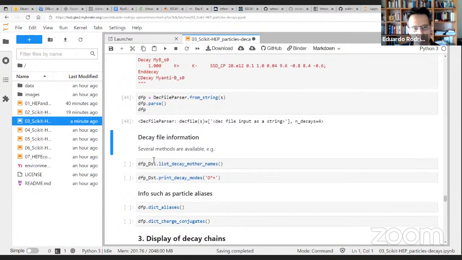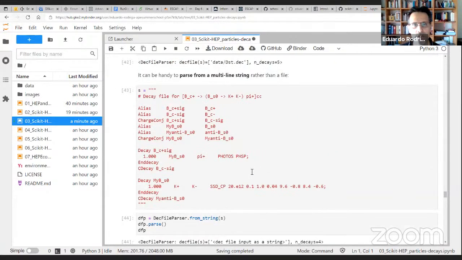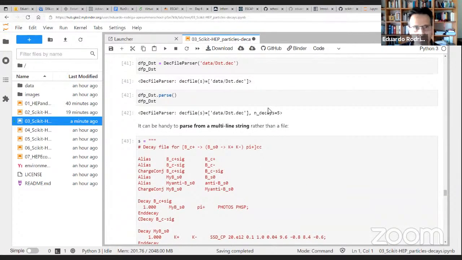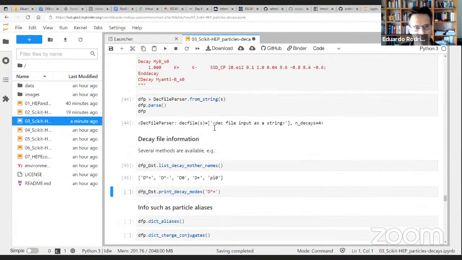Now, immediately once you parse, you want to extract information out of it. So the first thing you might want to do is see what the mother particles are, the ones that are defined, for which there is a decay defined. So these are exactly the 5 that were mentioned above here. You see. So D star, D0, D plus, and so on.